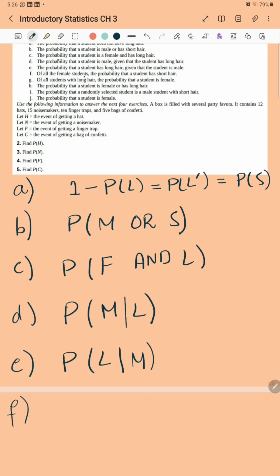Of all the female students, the probability that a student has short hair. सारे female students हैं, and we need to know that the student has short hair, of all the females. So the total number is always going to come downwards. So of all the female students, the probability the student has short hair.